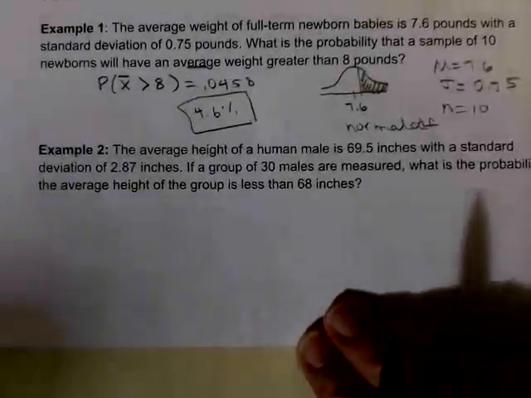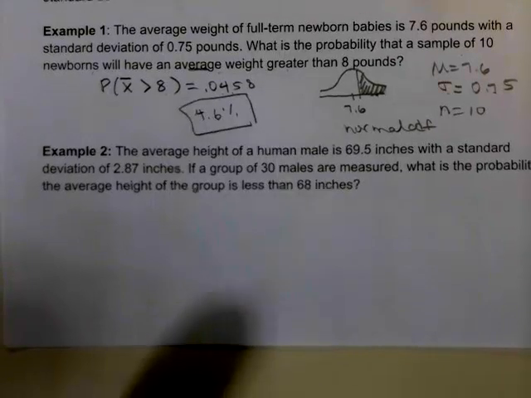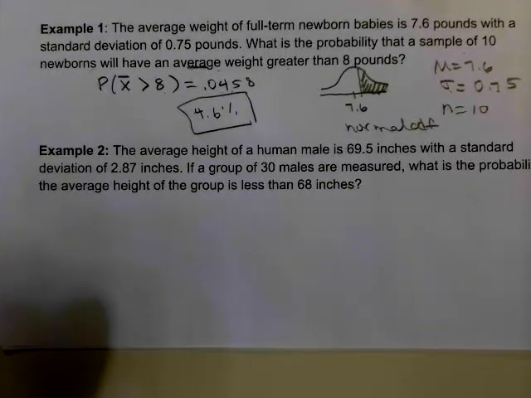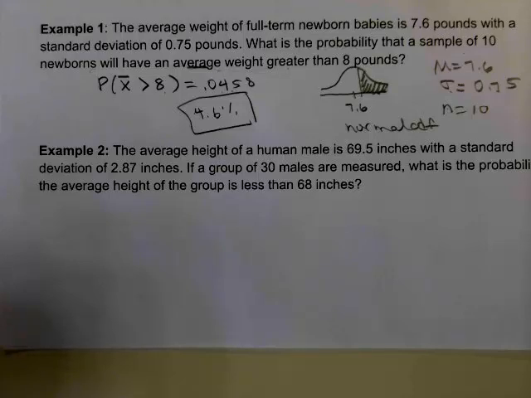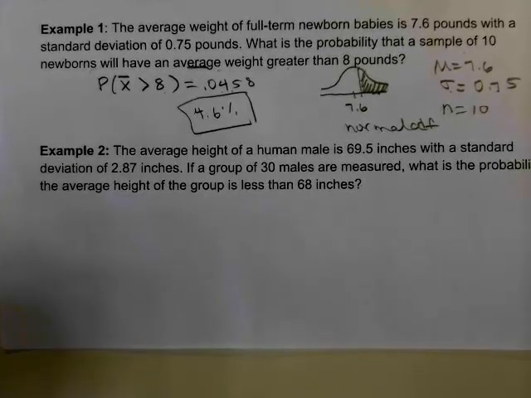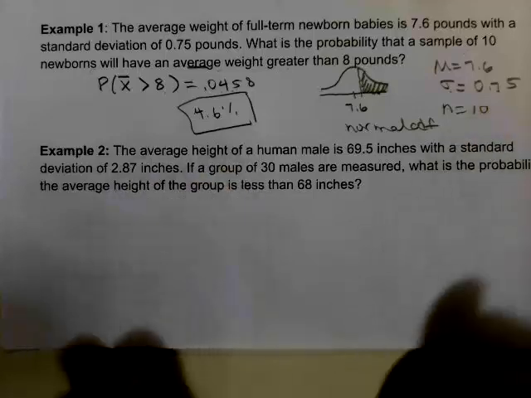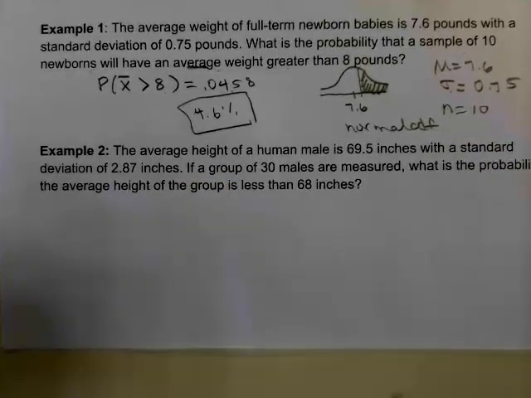Okay, example 2. I'm sorry, before I go on, does that make sense to you? The probability that an individual person would weigh more than 8 pounds at birth is much greater than the probability that, if you took a sample of 10, that average would be bigger. Because usually some will be bigger, some will be smaller. They'll cancel out in a group of 10. That's why the sample distribution, if you're talking about the means, is narrower. The means are more grouped around that middle value.